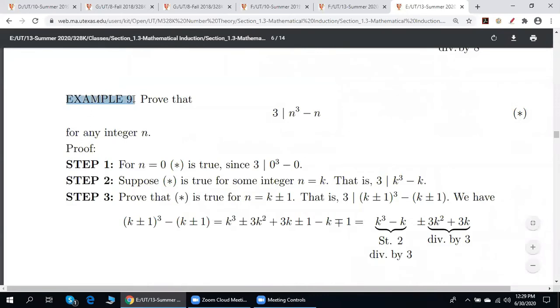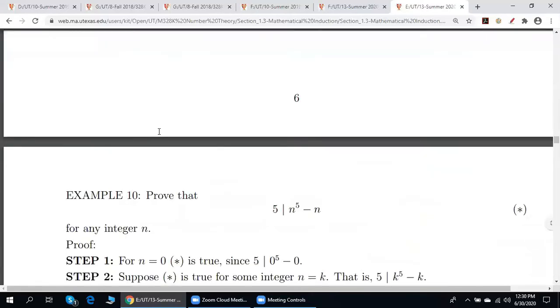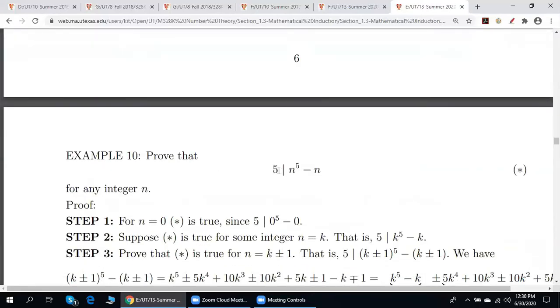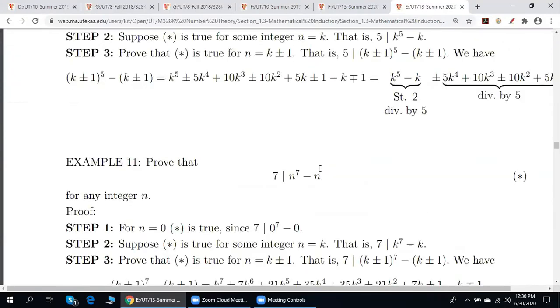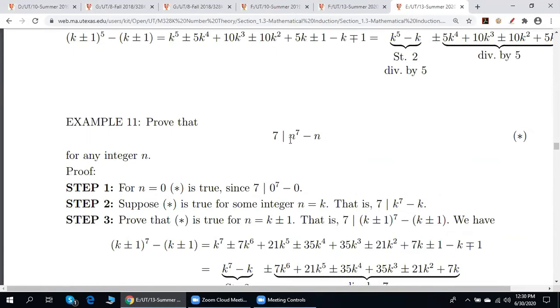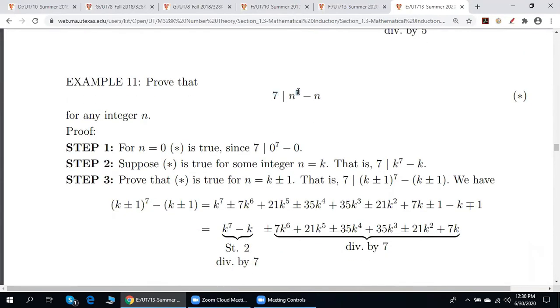In example 9, we proved that 3 divides n cubed minus n for any integer n. In example 10, we proved that 5 divides n to the 5th power minus n. In example 11, we proved that 7 divides n to the 7th power minus n. Note that when we increase the power, our computations become more and more complicated.